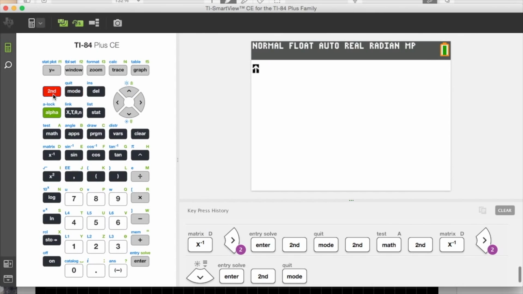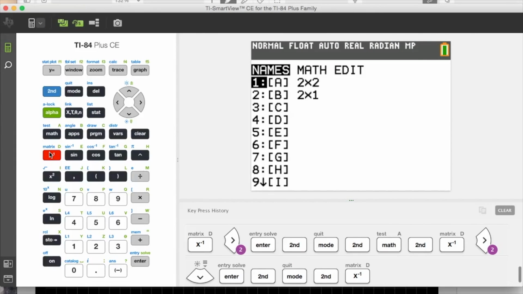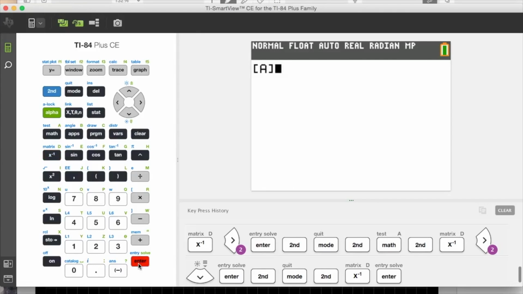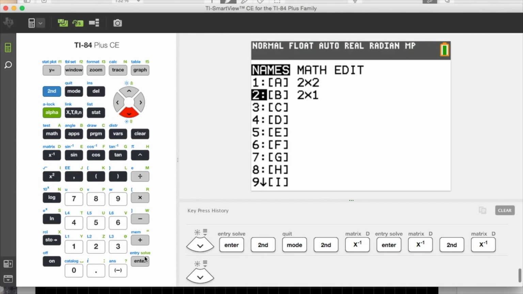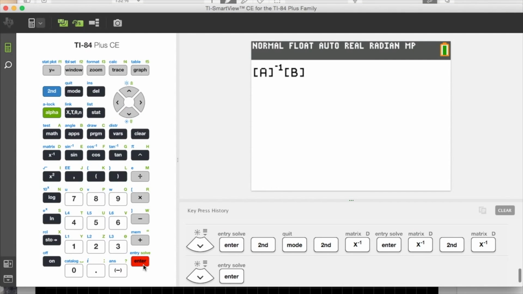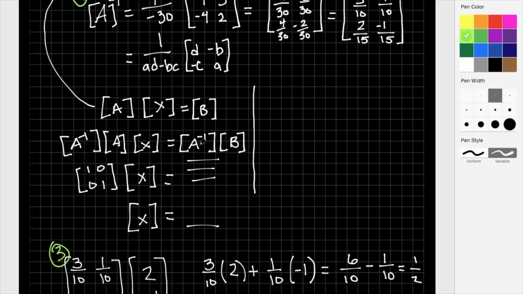So I'm going to go ahead, second, bring up that matrix. This, I don't want to edit it. I actually want to use it. So it defaults to that. I'm going to hit enter. But I don't want just the first matrix. I want the inverse. So A inverse. And then I want to go get matrix B. I go down. I hit enter. And there, that's exactly what we had here.